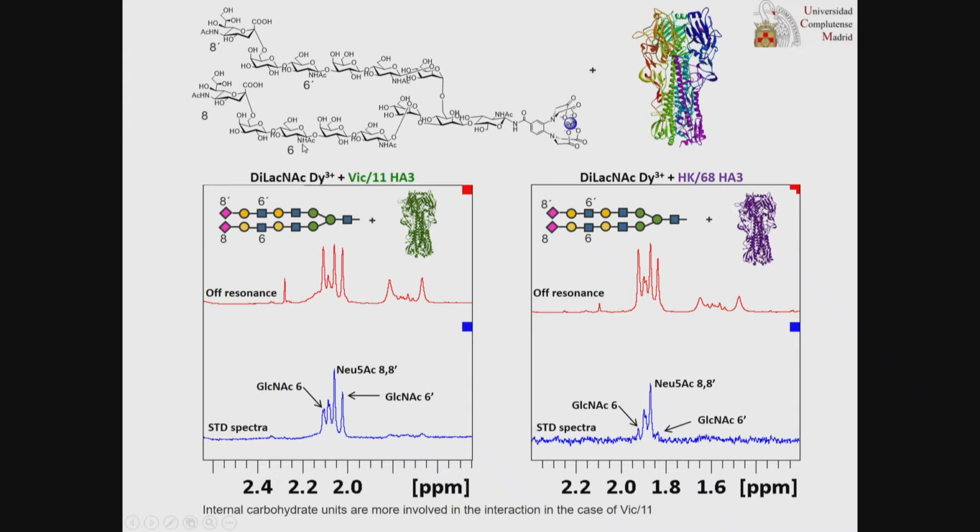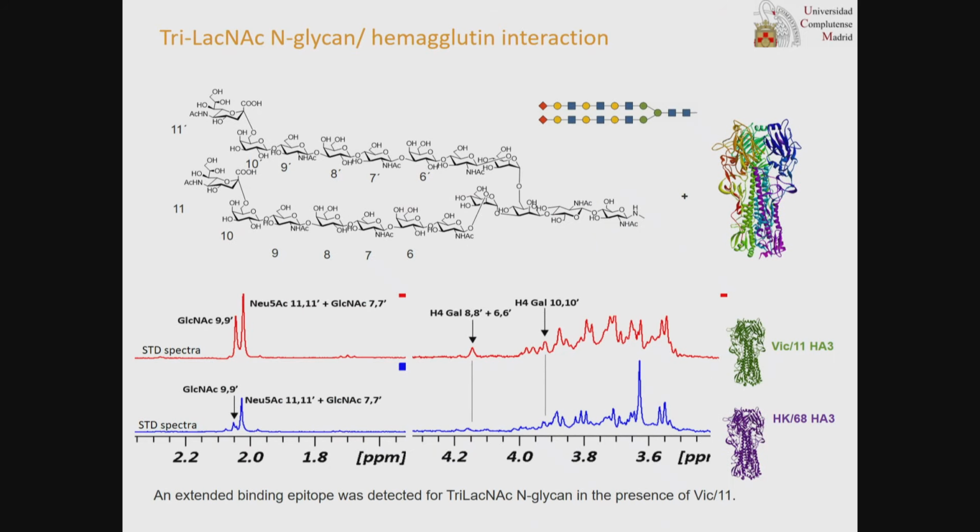And what does this mean? This means that there is an extended epitope. Not only the sialic acid is important, but also the other units of the chain are closer to the protein surface. And this is in agreement with the glycoarrays and is giving a lot of information. We are trying to go even a step further.